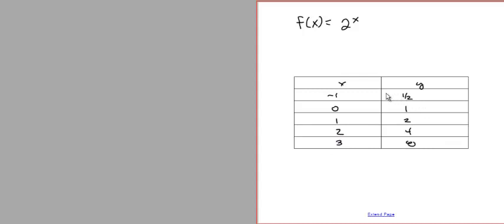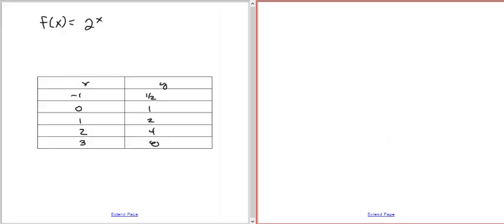So this is 2 to the -1 power, 2 to the 0, 2 to the first power, 2 squared, 2 cubed. So those are the points. And then we need a piece of graph paper. So let me pull that out.